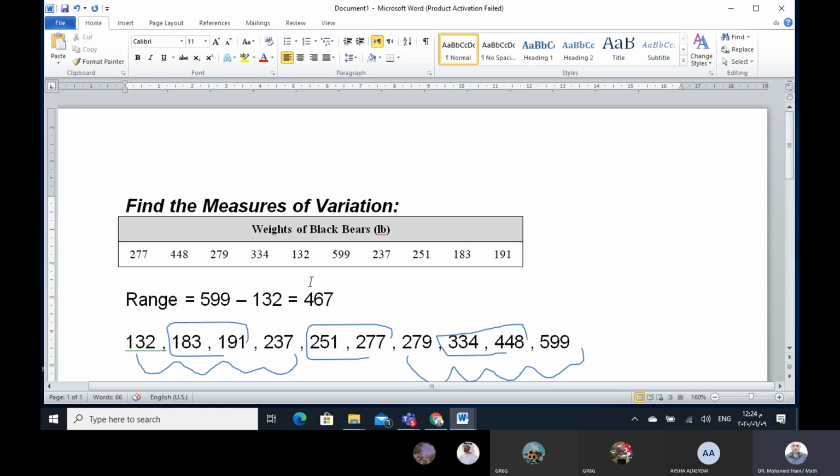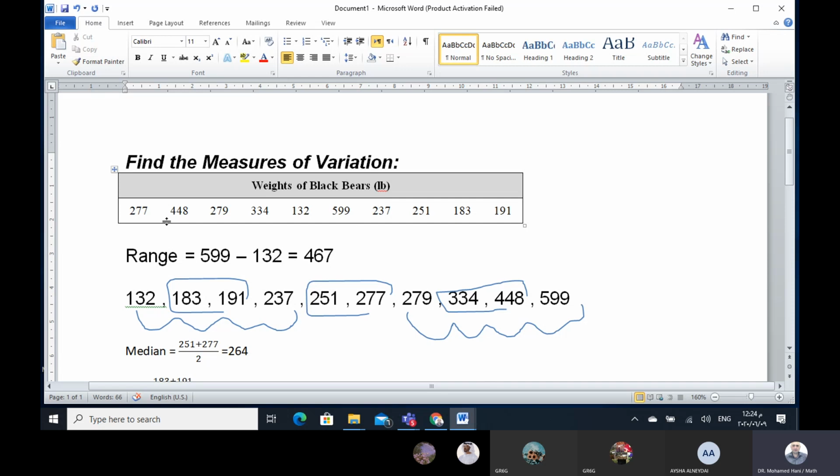So in this example, the question says find the measures of variation, and we have this table and the data inside this table. The first measure, find the range. How to find the range? Take the big value minus the small value. 599 minus 132 will be 467.